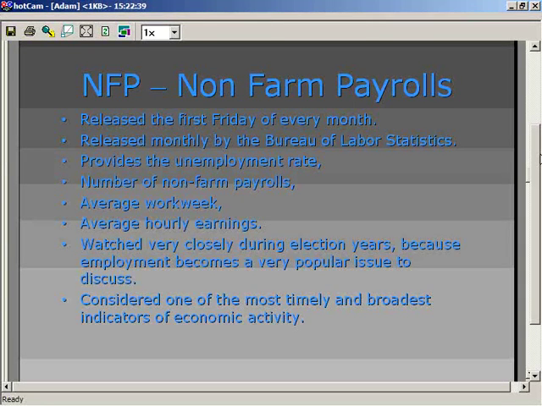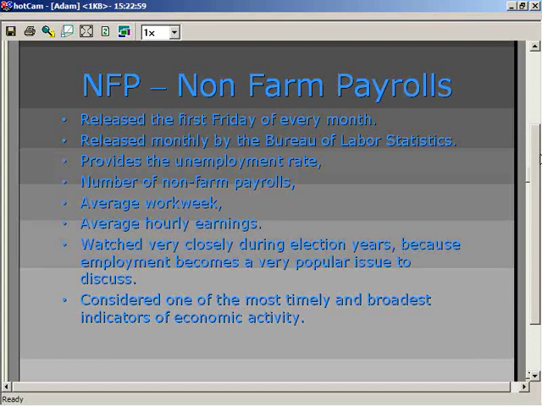Now, with that said, it's released the first Friday every month, released by the Bureau of Labor Statistics, and it provides our unemployment rate, currently right around 5%, and the number of non-farm payrolls. Now, last month, remember what we received? It was negative. The expectation was negative 80,000, and the actual number was negative 20,000. It was better than expected.